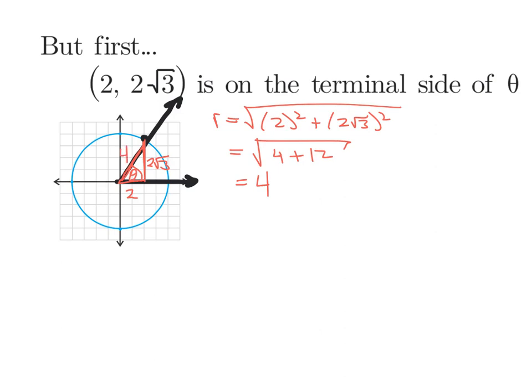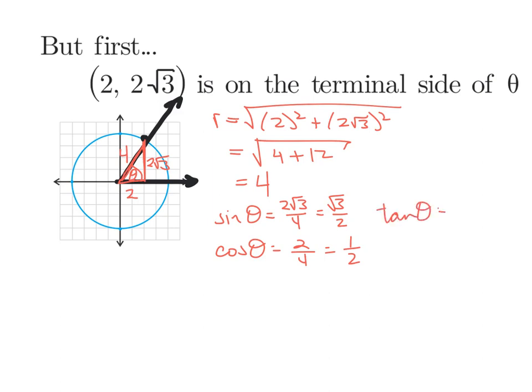Now we can just look at our triangle to find the sine, cosine, and tangent of theta. So first of all, the sine of theta is the opposite over the hypotenuse, 2 root 3 over 4. And we simplify that down to square root of 3 over 2. For the cosine of theta, that's going to be the adjacent over the hypotenuse, which simplifies to a half. And finally, the tangent of theta is opposite over adjacent, which is square root of 3.